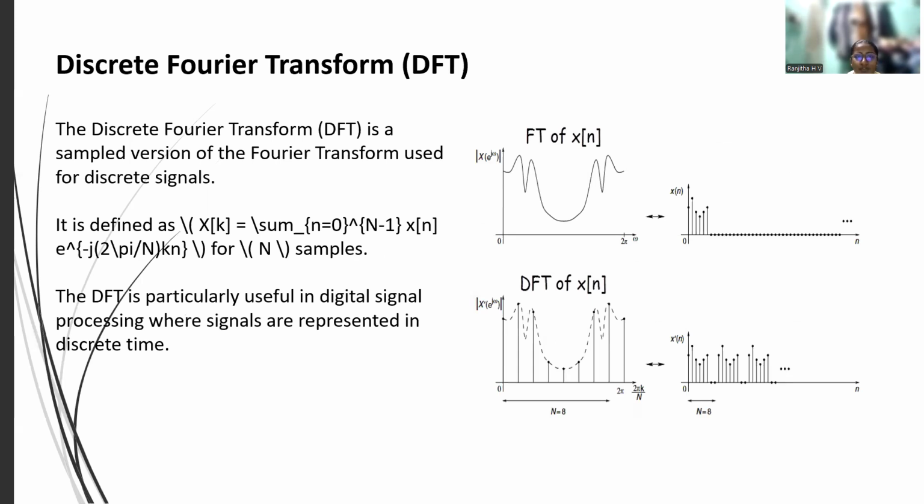The discrete Fourier transform or DFT. The discrete Fourier transform is a sampled version of the Fourier transform used for discrete signals. It is defined as X of k is equal to the sum of n equal to 0 to N minus 1 of x of n into e power minus j 2 pi kn by N, for N samples. The DFT is particularly used in digital signal processing where the signals are represented in discrete time.